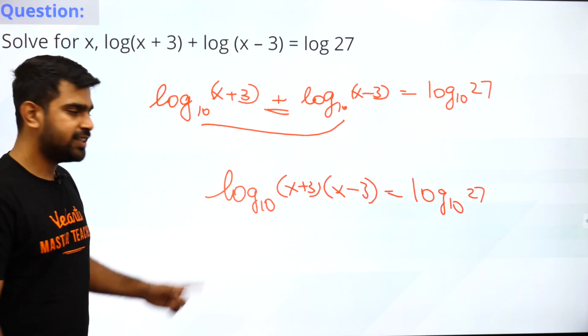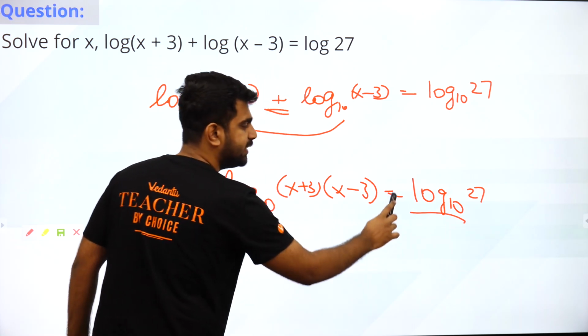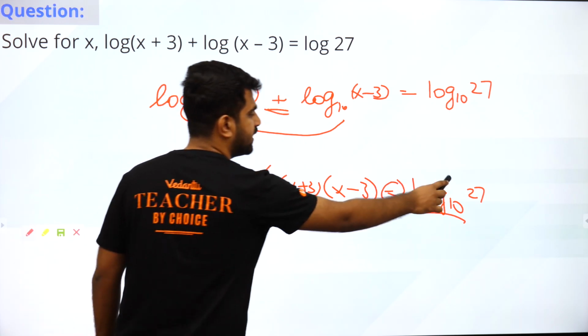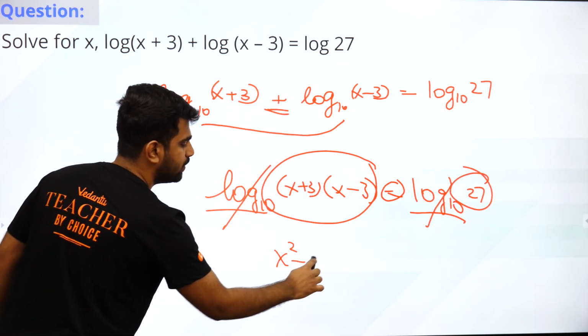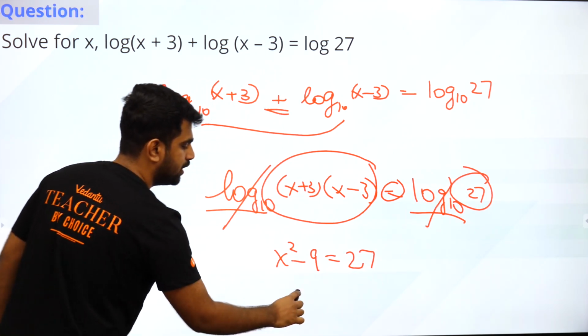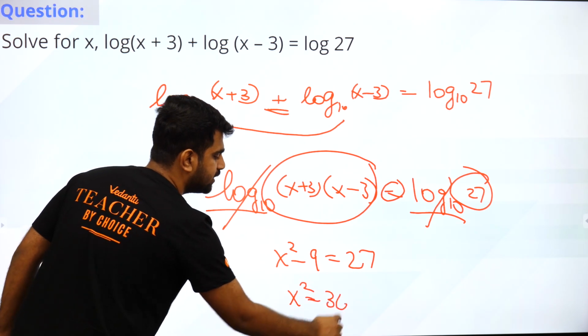So here what can you see? Log base 10 is there on both sides, and equality is there. So I can remove log base 10; whatever is inside must be the same. So x square minus 9 is equal to 27, and x square is equal to what? 36. So what is x?